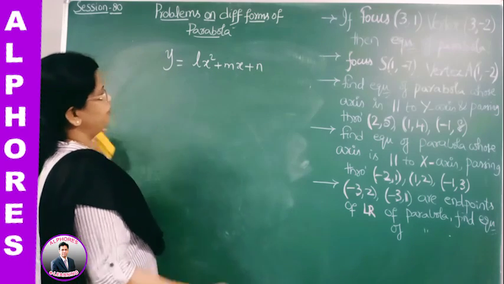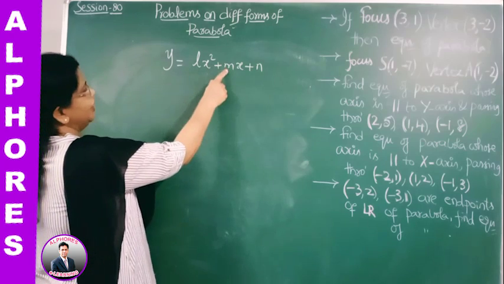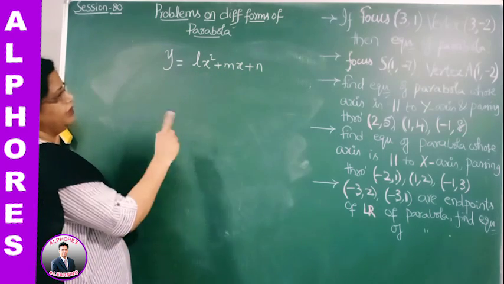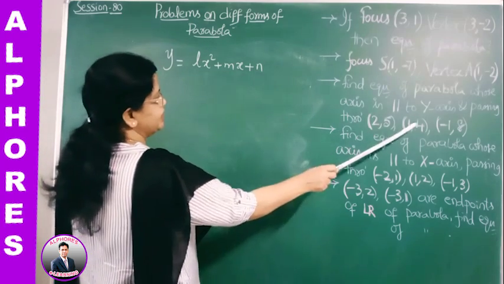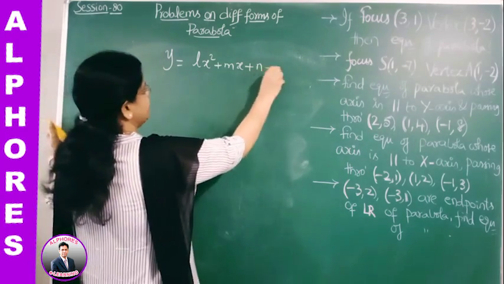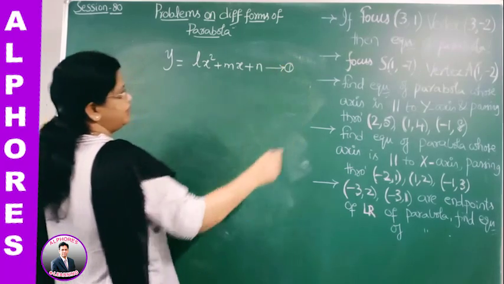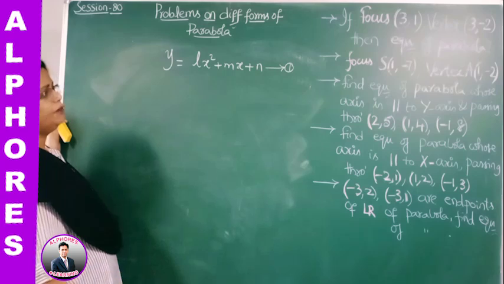Now what are our unknowns in the problem? The unknowns are L, M, n. Therefore 3 unknowns are there, that's why they gave 3 conditions, that is, points. Now let us take this equation as 1. Now let us substitute those points, because this parabola is passing through those 3 points.